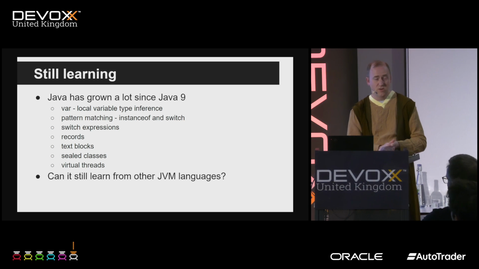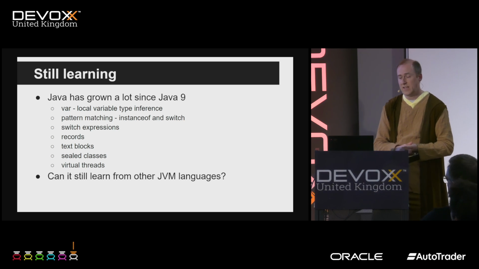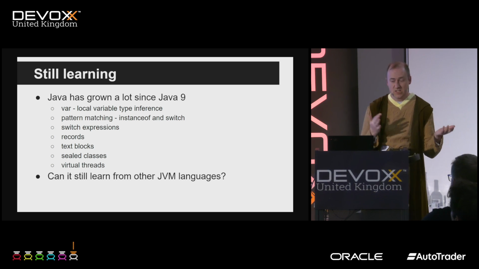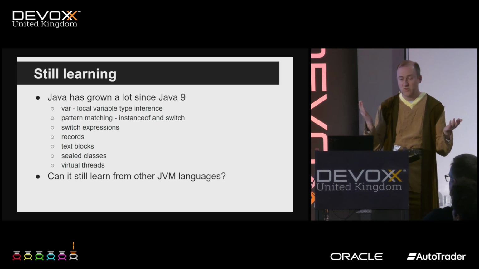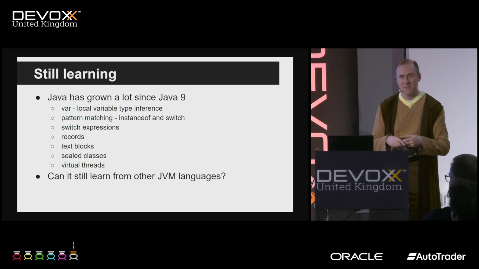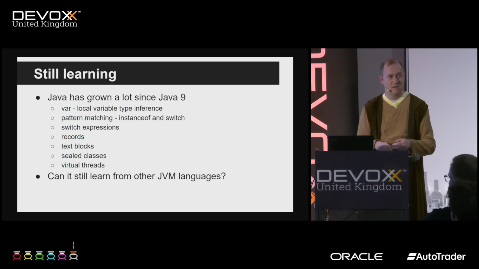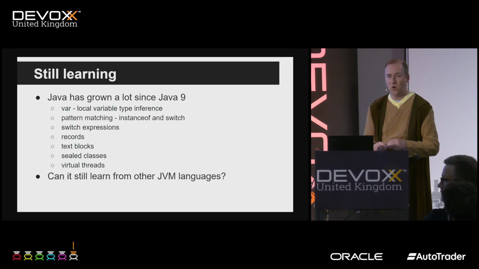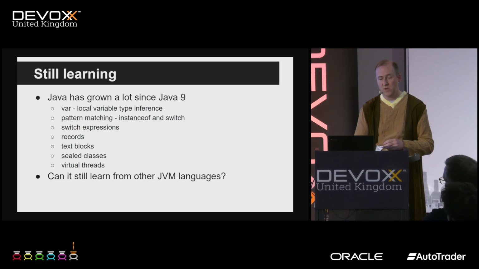Well, Java has grown a lot. There's lots of features out there which we've added in. There's var, pattern matching, switch expressions, records, text blocks, sealed classes, virtual threads. That's just a selection of the features that have been added in. The Java developers, Oracle, putting that money in, have added a lot. Can things still be learned? Well, of course.